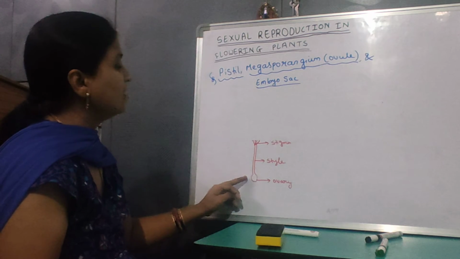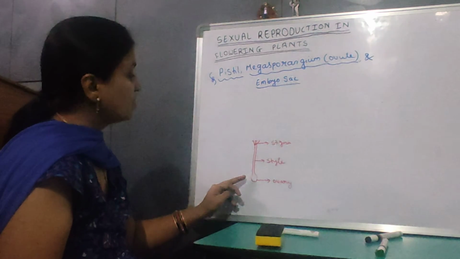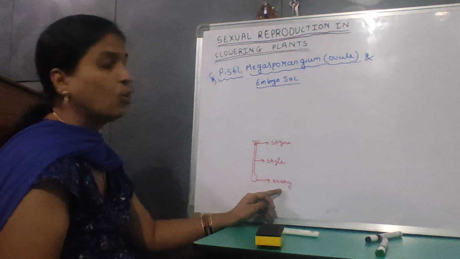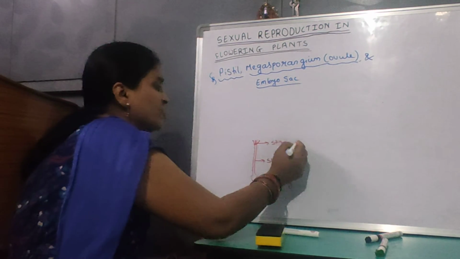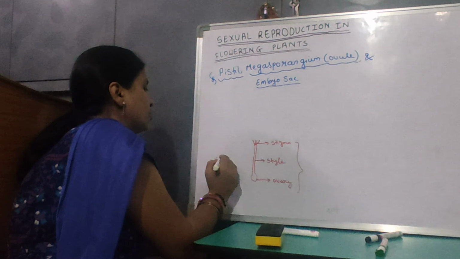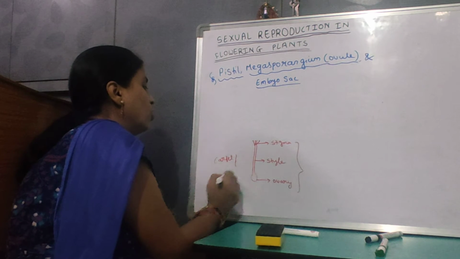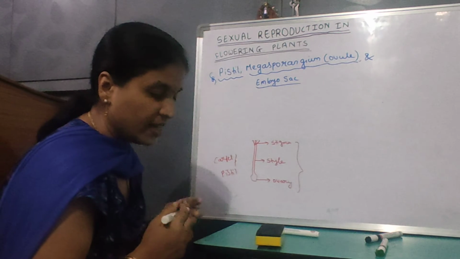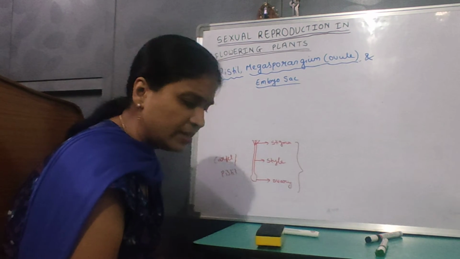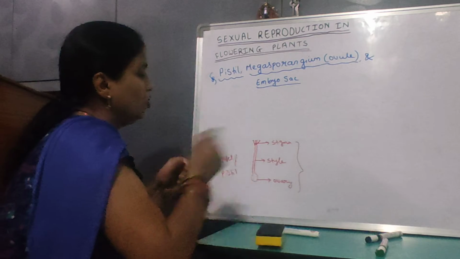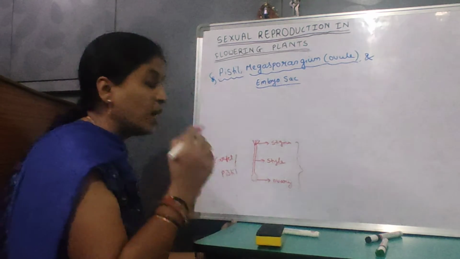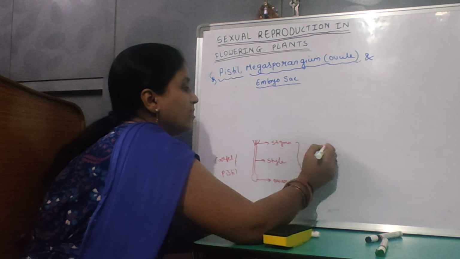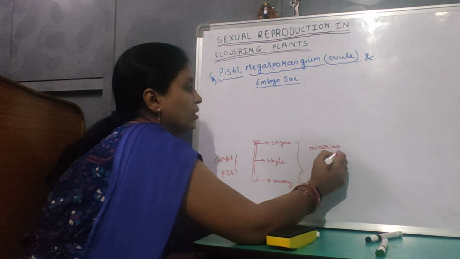Then below the style is the bulged portion attached to the thalamus. This bulged portion is called the ovary. So these are the three parts of the carpel, pistil, or gynoecium. This ovary has an ovarian cavity. That ovarian cavity is called the locule.